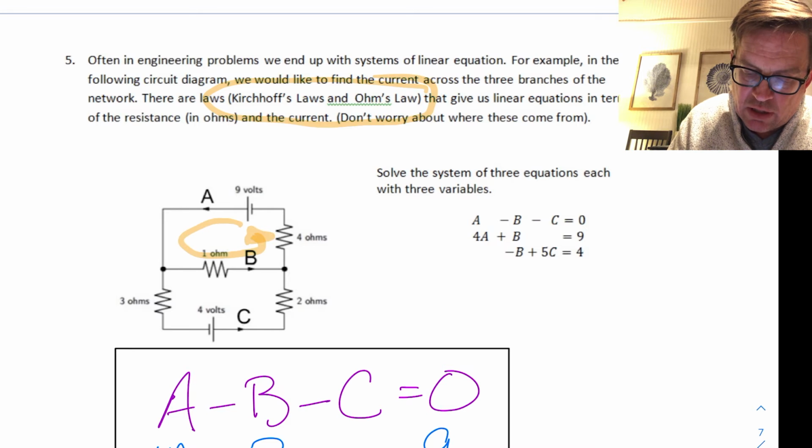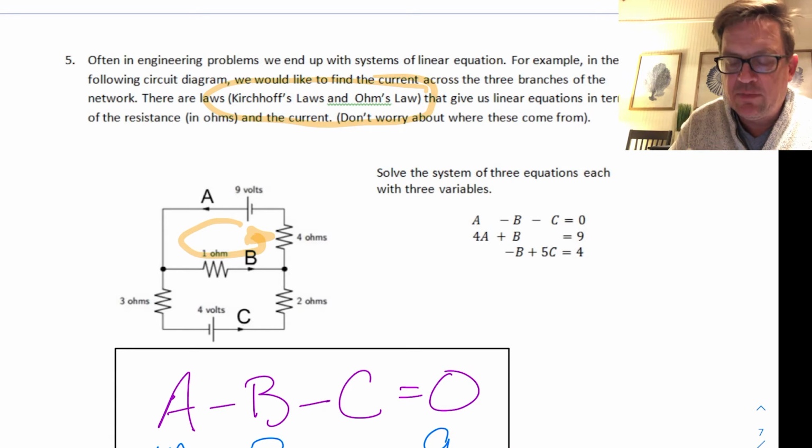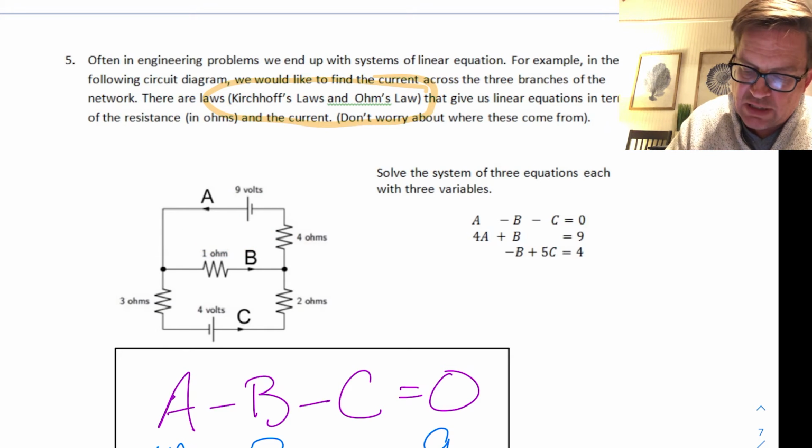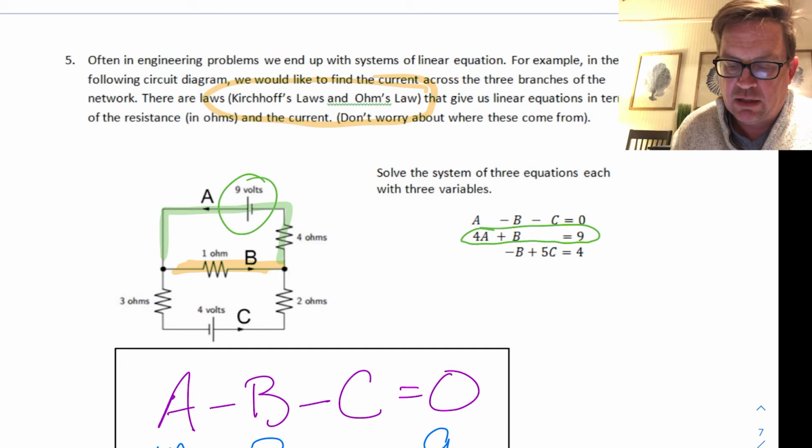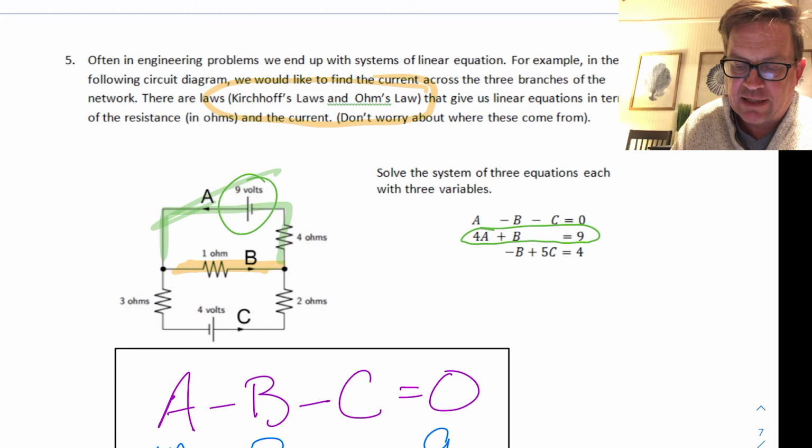So this circuit around there from A to B and back, these squiggly things are the resistance. And so there's a rule that says B times 1, the resistance on that, plus the resistance on the A, which is 4 times A, has to equal the voltage. And so 4A plus B has to equal 9. Okay, so that's one fact. And we'll just take that for granted. I'm not going to ask you to know this.